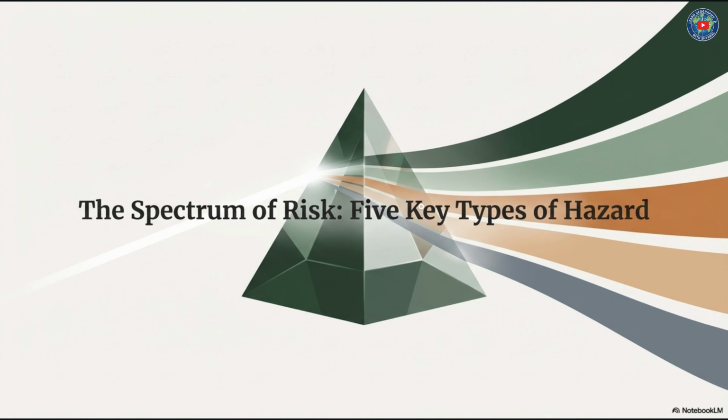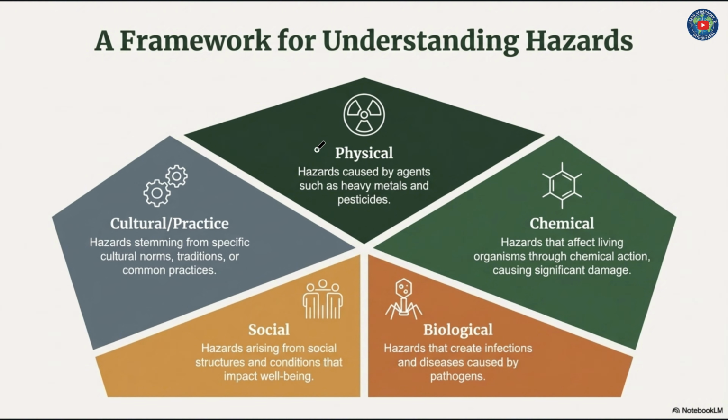Now, there are 5 key types of hazards. Physical hazards, hazards caused by agents such as heavy metals and pesticides. Chemical hazards, hazards that affect living organisms through chemical action causing significant damage. Biological hazards, hazards that create infections and diseases caused by pathogens. Social hazards, hazards arising from social structures and conditions that impact well-being. Cultural practice hazards, stemming from specific cultural norms, traditions, or common practices.